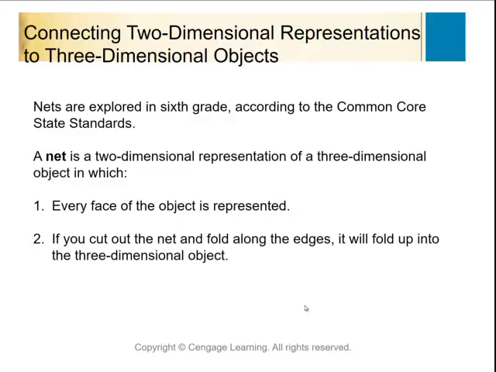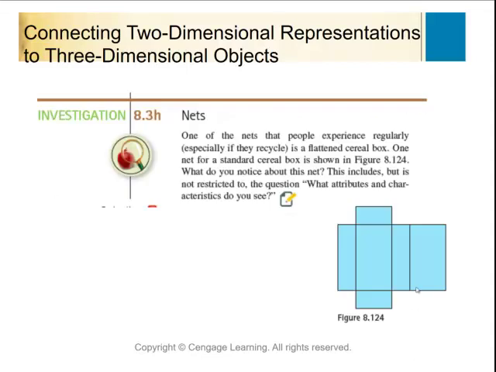A net is something that's an awful lot of fun for students to work with. You can print these out on a piece of paper, and they can look at the different shapes that make up this net, and then fold along the edges. So if I were to take this, cut it out, and fold it along the edges, I would make this rectangular prism, and it would be really cool.